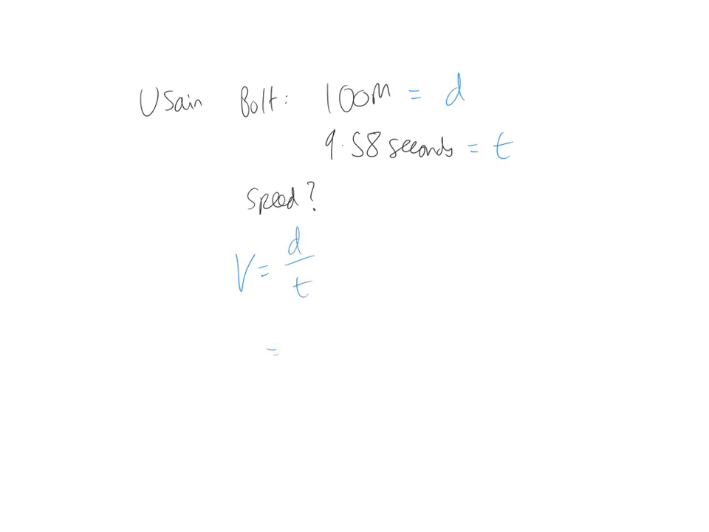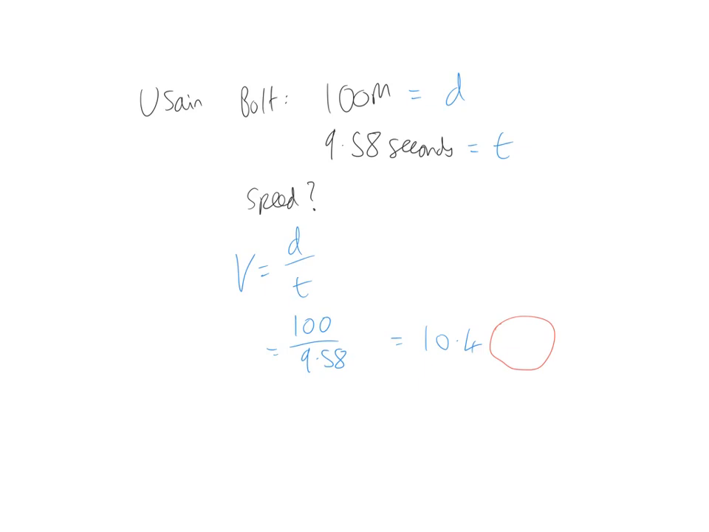Now we put in our numbers. We know he travels 100 meters in 9.58 seconds. You then type that into your calculator, and you get 10.4. And now we need to think about the units for speed, which we haven't actually mentioned yet.